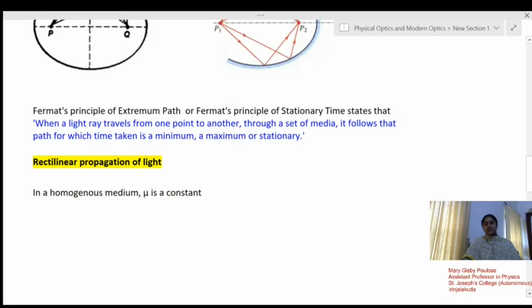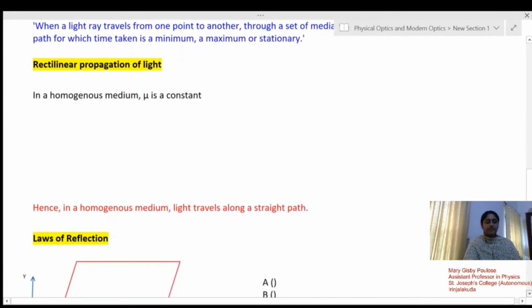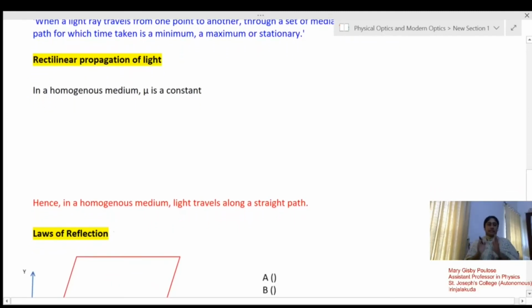Next, let us discuss the rectilinear propagation of light, or straight line propagation of light. So we consider light traveling in a medium of constant refractive index. That is defined as a homogeneous medium. There the refractive index mu is a constant. Fermat's principle is given as d delta by dS is equal to 0. That is, the derivative of the integral of mu dl divided by dS is equal to 0.